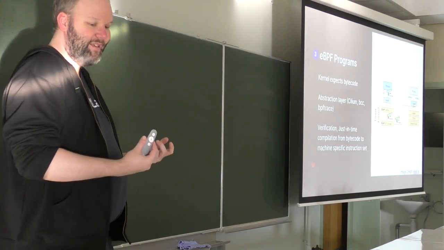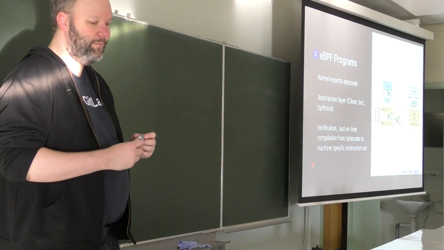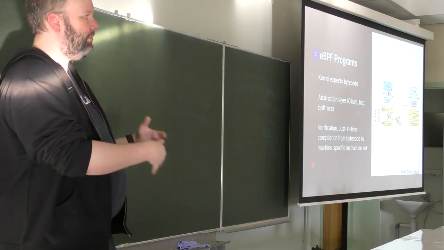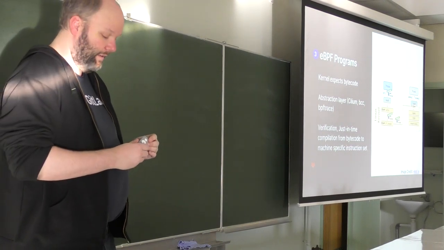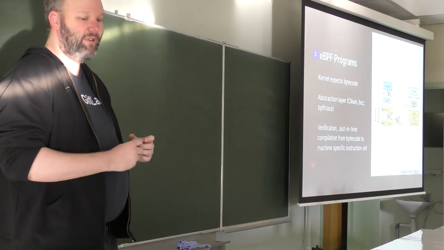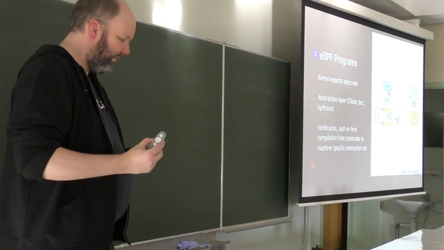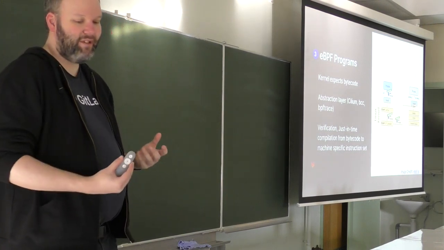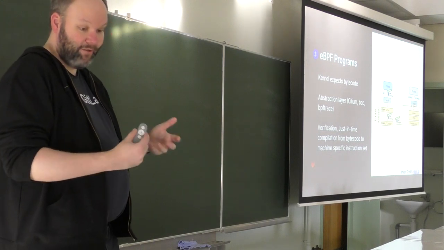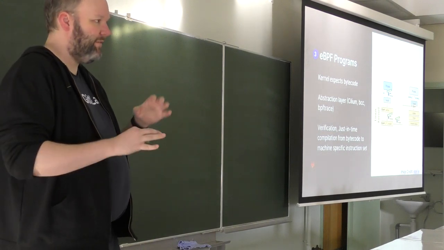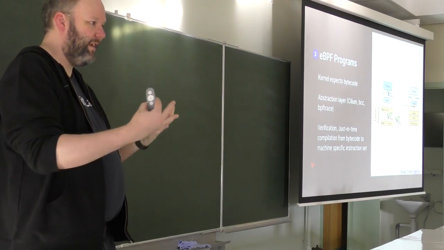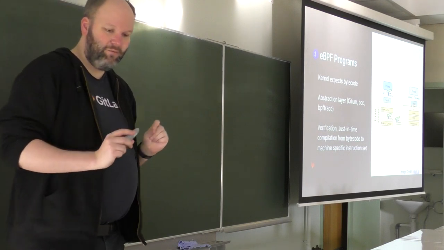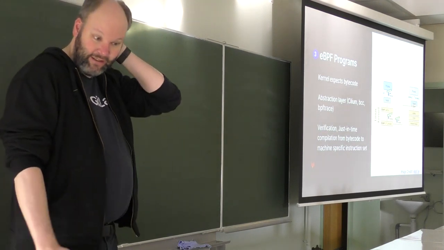So there were abstraction layers being created, for example, Cilium or BCC or bpftrace, which translate or compile the bytecode, which then gets loaded into the kernel. The verification itself, if the program is okay, is not done by these compilers, but it's a just-in-time compilation from the bytecode to the machine-specific instruction set. And if there is an error with the architecture, or with something else which doesn't work, the kernel rejects that. It's a little bit of pain doing that in CI/CD, but we will check that later on as well.